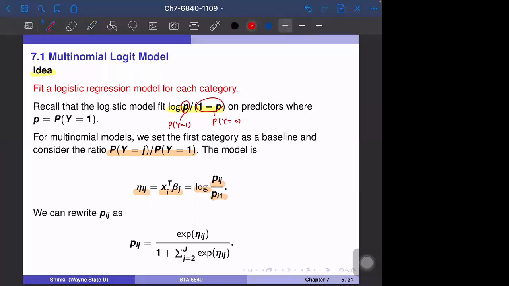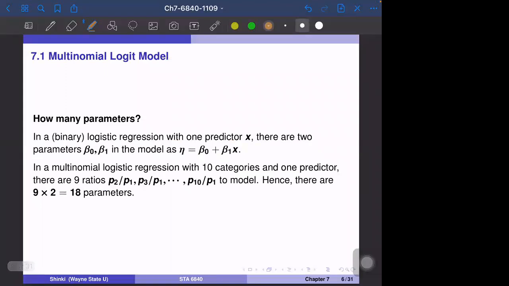So if we think about the exponential, e to the power eta_ij is equal to p_ij over p_i1. If we consider p_i1 as the unit, 1, then the ratio of p_i1 to p_ij is 1 to the exponential of eta_ij. So p_ij is equal to the exponential of eta_ij over 1 plus the summation, j equal to 2 to capital J, of the exponential of eta_ij. This is the probability that one observation belongs to the jth class.